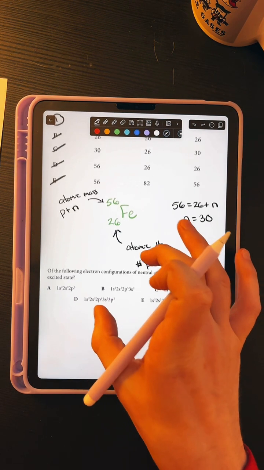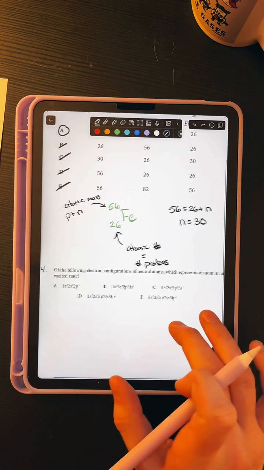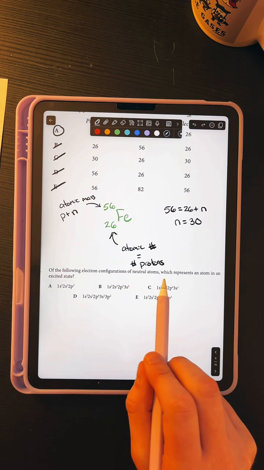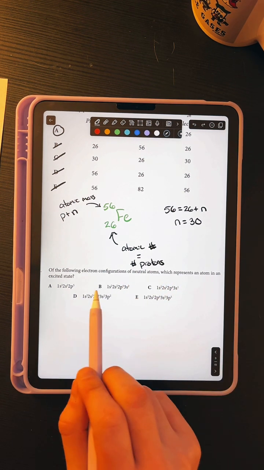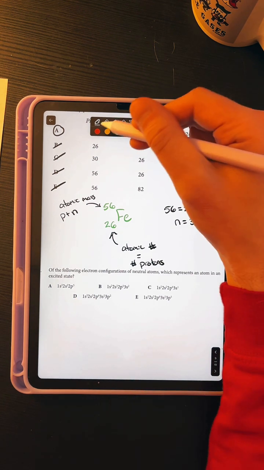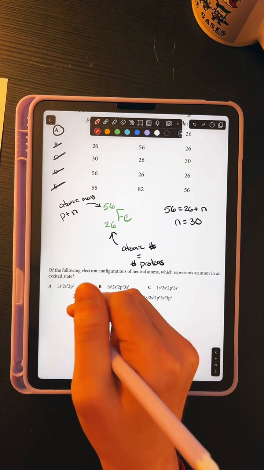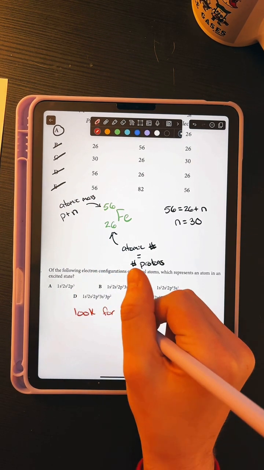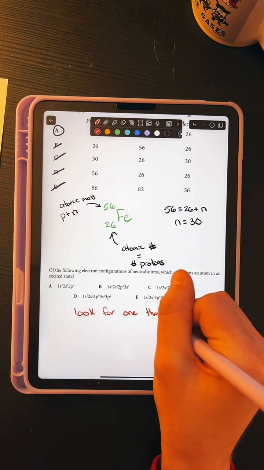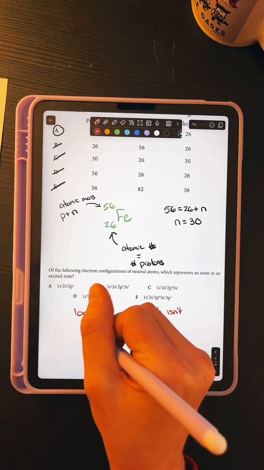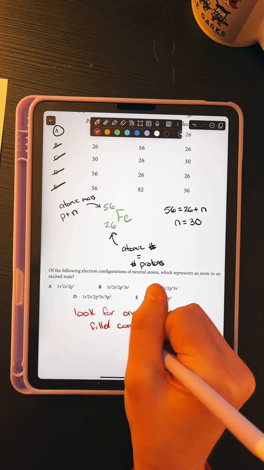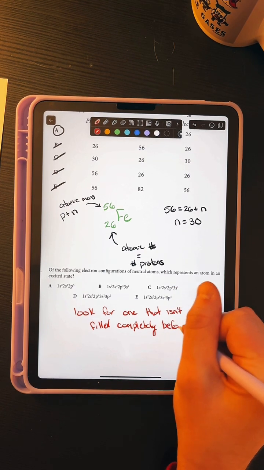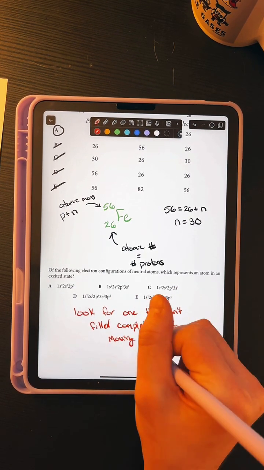All right, number 14. This is where we're going to get into an excited state question. Of the following electron configurations of neutral atoms, which represents an atom in the excited state? So for the excited state, I'm going to write this here: look for the one that is not filled completely before moving on. And what does that mean?